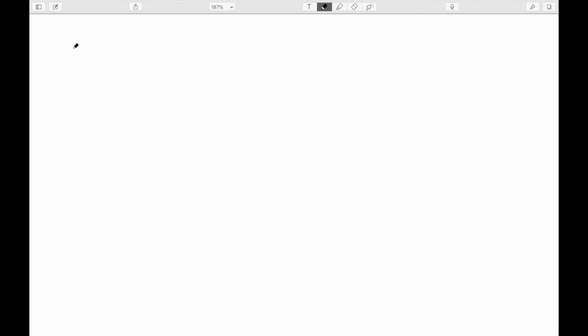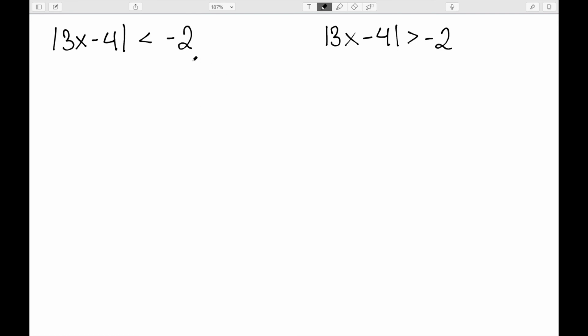There are a couple of special cases we may come across. So let's consider the idea of negatives here. And this is also going to depend on the inequality. The absolute value of 3x minus 4 is less than negative 2. Well, this would have no possible solution, since it doesn't matter what we would stick in for x, an absolute value has to be positive. It cannot be smaller than negative 2.